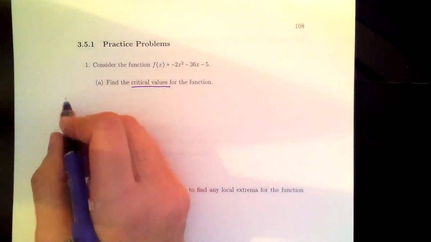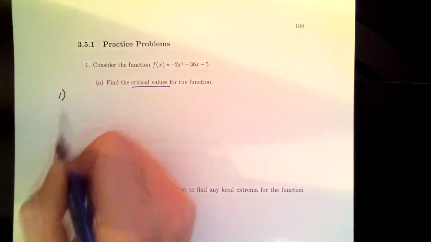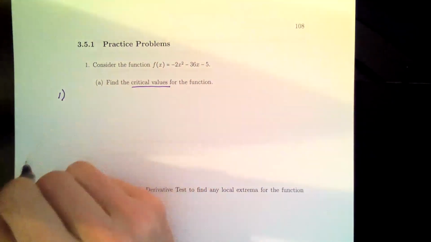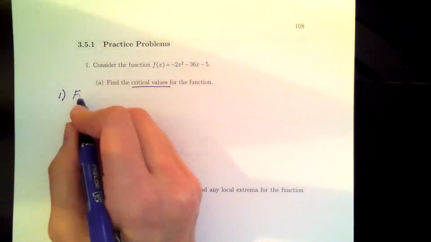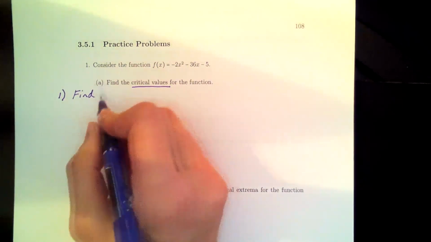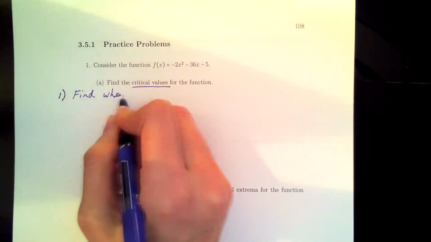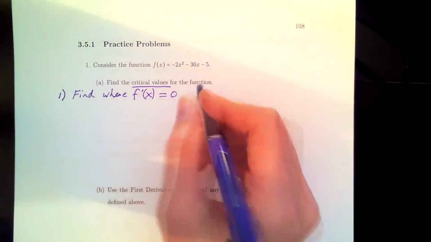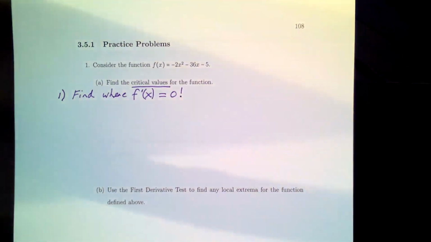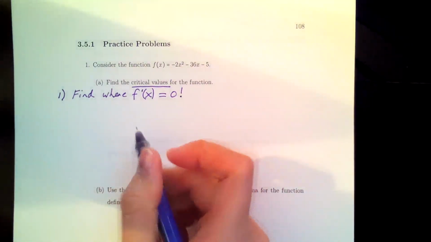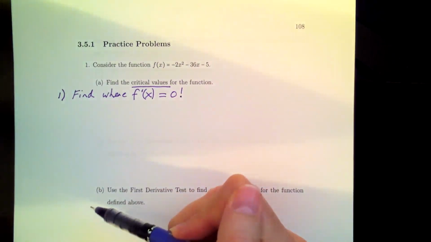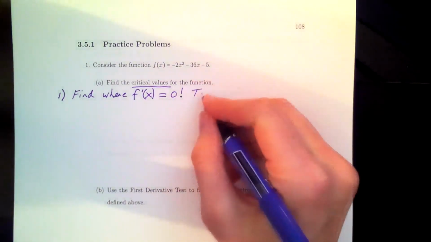Critical values come from 2 places. 1, they happen when the derivative is equal to 0. So if I'm going to find these interesting x values, I have to find, firstly, where the derivative f prime is equal to 0. So this one's not too bad. If I'm going to find where the derivative is equal to 0, that means you have to take the derivative and set it equal to 0 and solve for x. Let's make a note of that.